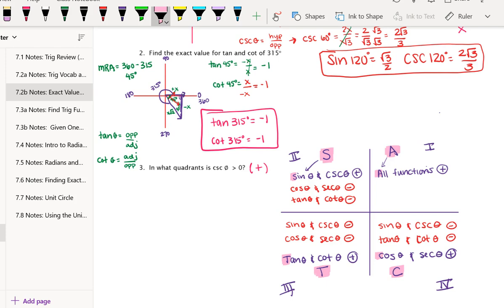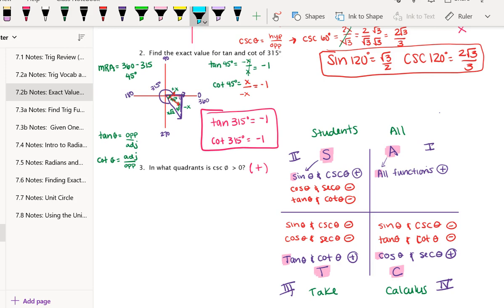So the way that we remember which functions are positive in which quadrant is: all students take calculus. Okay, if we can remember that all students take calculus, then we're going to remember which quadrant is positive for which function.